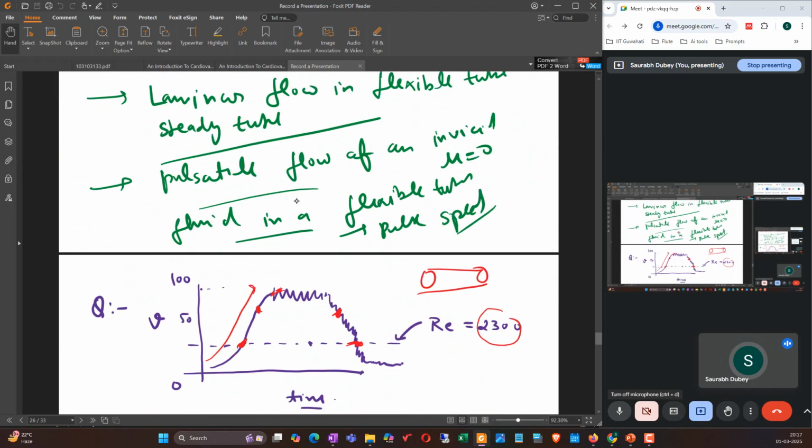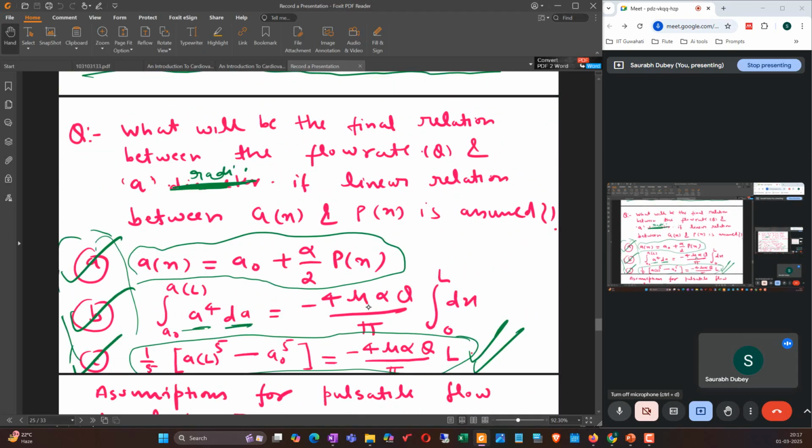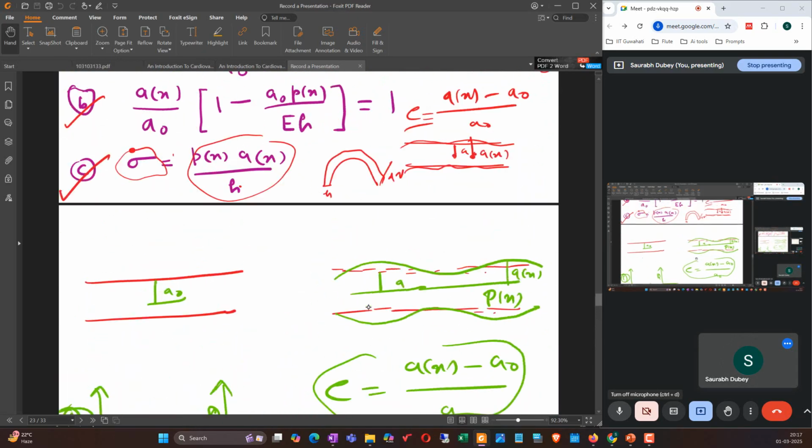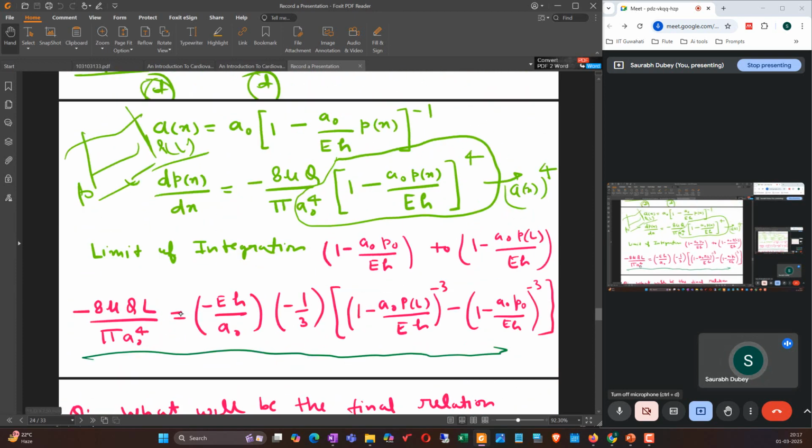So please revisit these. So here the laminar flow in the flexible tube, steady flow, inviscid flow, mu zero, fluid in a flexible tube, which speeds up there. So we had these solutions also for the Q.